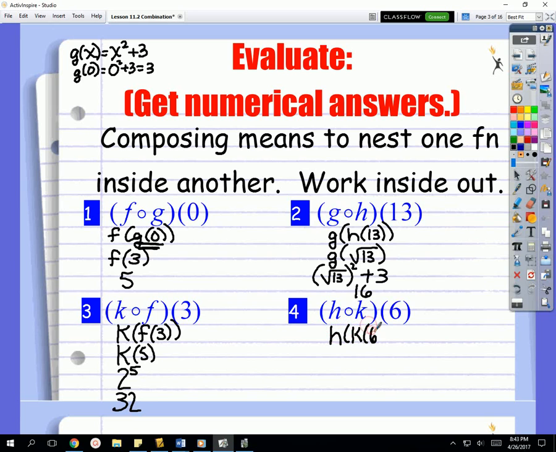Okay, so h circle k means h of k of 6. So I've got to do k of 6 first. That means I've got to do 2 to the 6th. All right, so I'm going to do scratch work out here. If you look at your power chart, 2 to the 6th is 64.